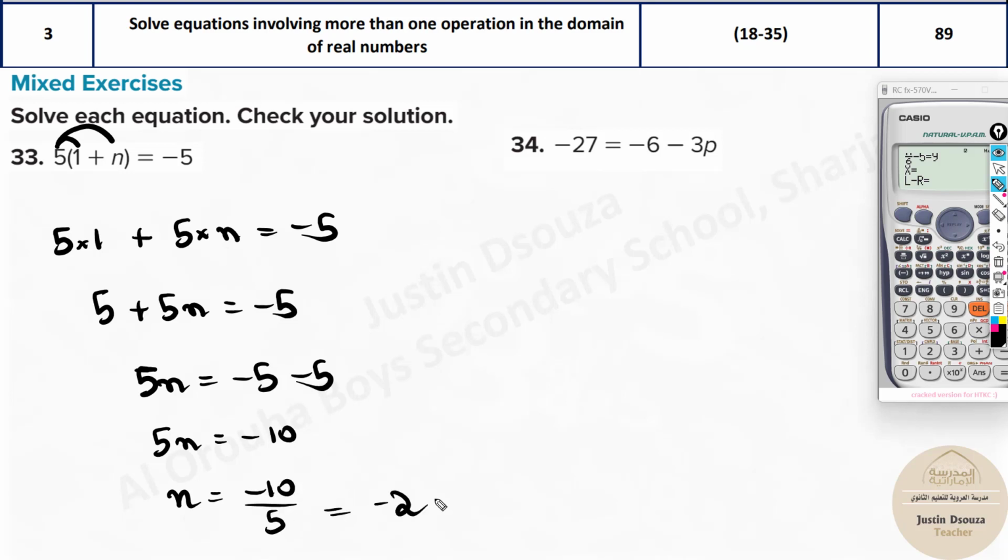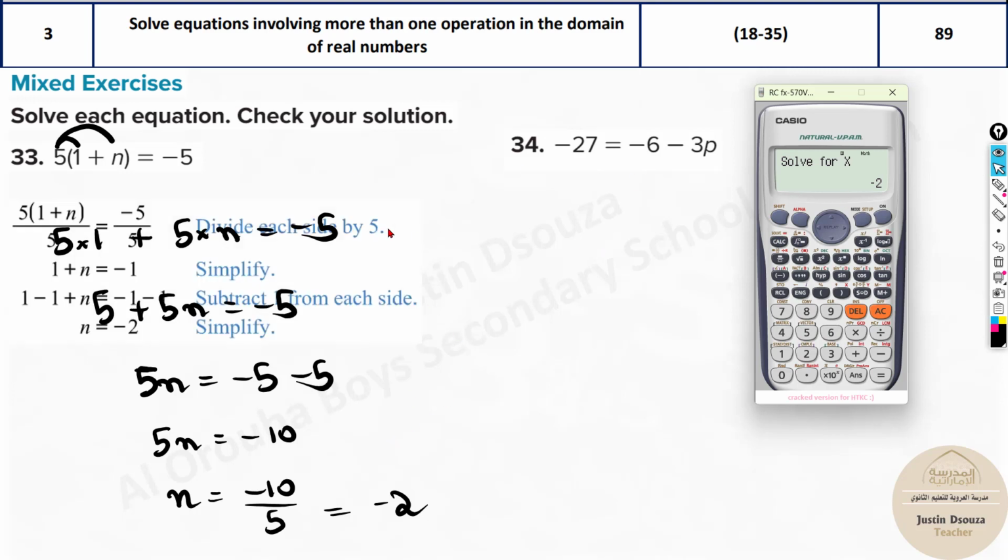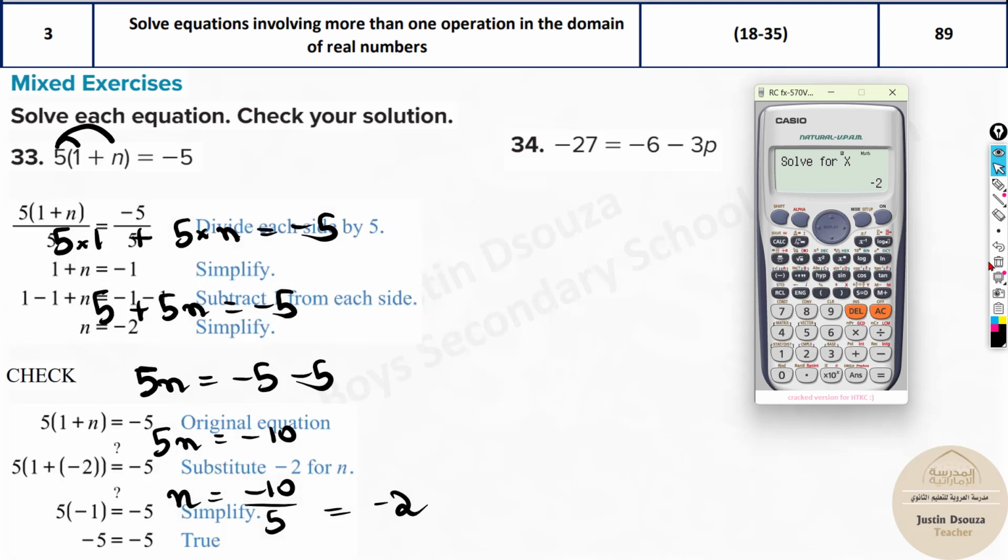This is how we solve it. Or you can put this in the calculator. If you're doing it in the calculator, please be careful with the brackets. Type it as it is: phi multiplied by 1 plus n, where n is alpha x basically, any variable is alpha x. That is equal to negative phi. Shift and solve, and the answer is negative 2. That's how we get the n value. You can see these are the steps.